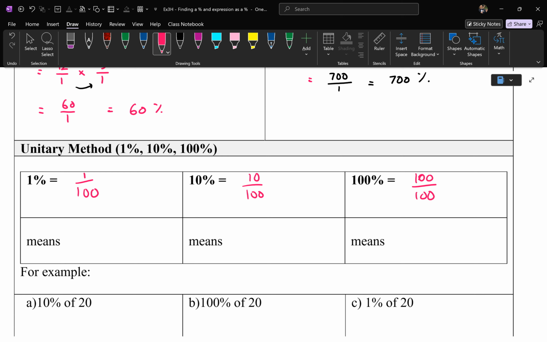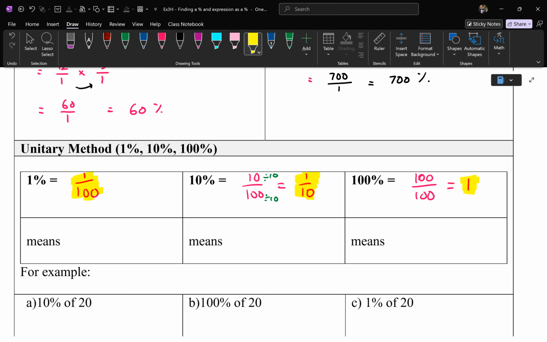What's nice is 10 over 100 can be simplified to 1 over 10. The reason why is because 10 fits into both 10 and 100. So I'm going to highlight the key numbers here. 1 over 100, 1 over 10. Whereas on the right-hand side, 100% means 100 over 100. What's 100 divided by 100? 1. All right. This is all you need. You just need to know the 1%, 10%, and 100% in terms of their numbers.